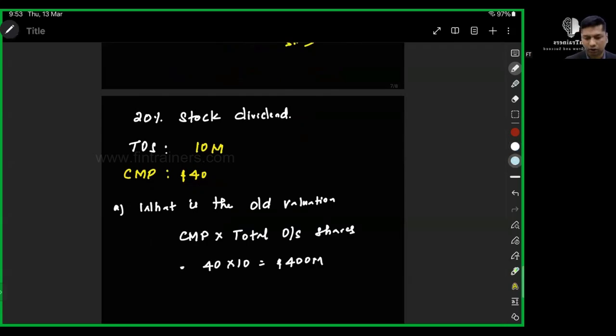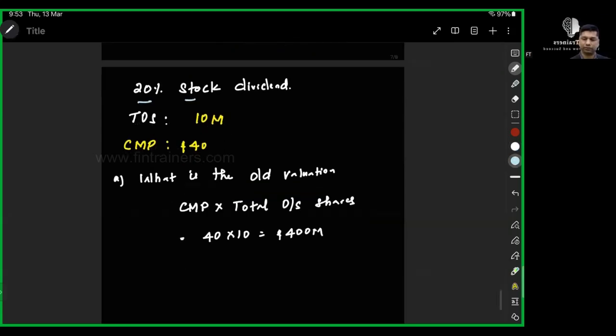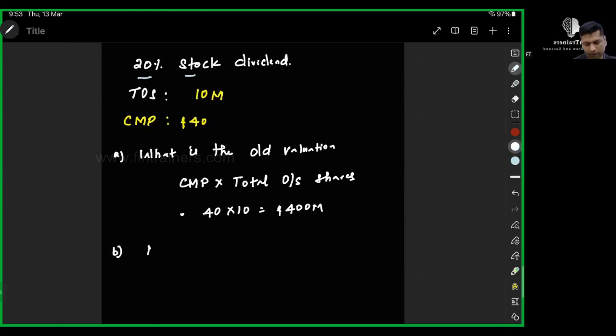Now, after this stock dividend, what happens to the valuation? What happens to the new valuation? So now the shares have gone up by 20%. So instead of 10 million, you're going to have 12 million outstanding shares. But what happens to the total valuation? Is it going to go up by 20%?